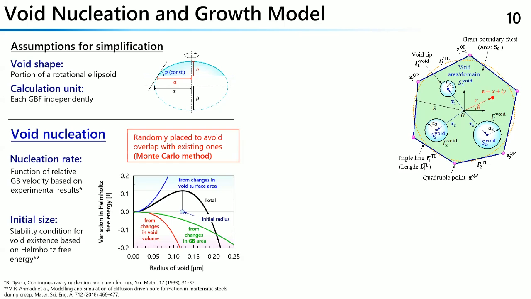For void nucleation, its nucleation rate is quantified as a function of relative grain boundary velocity based on experimental results. And its initial size is determined by the stability condition for void existence.